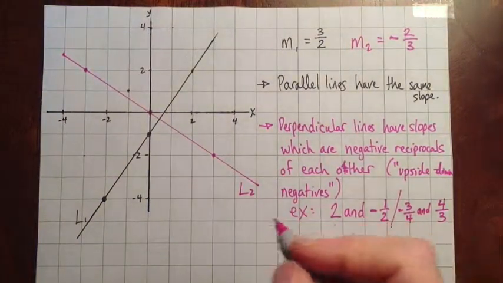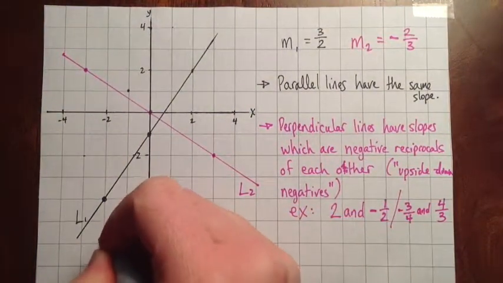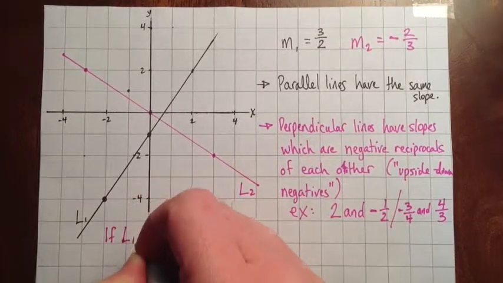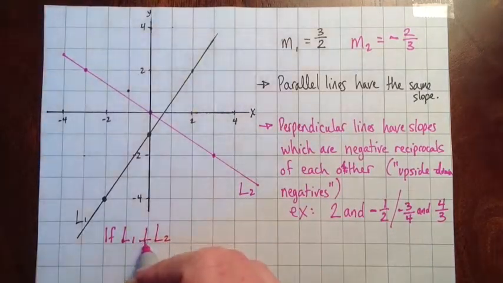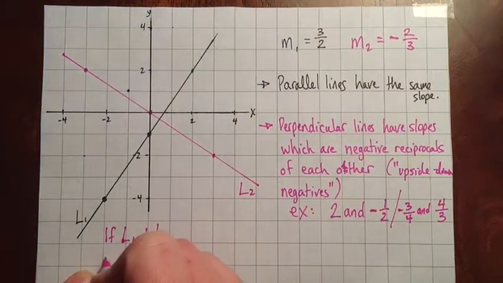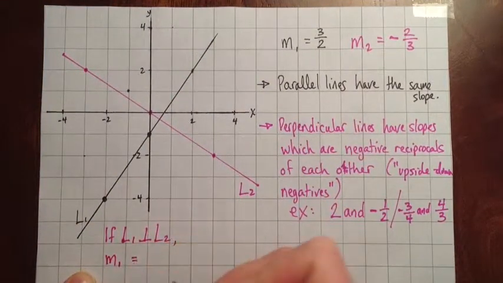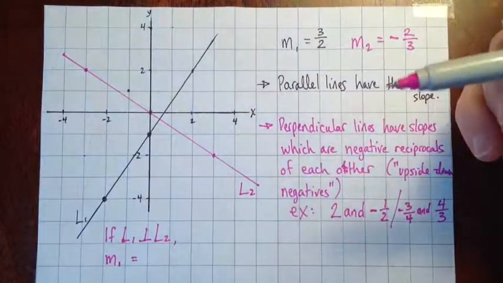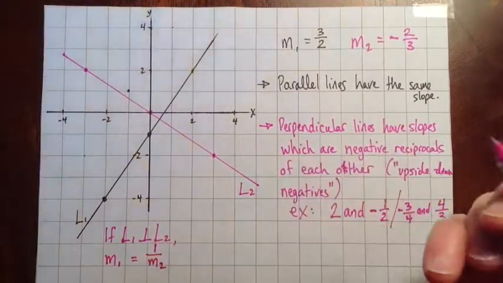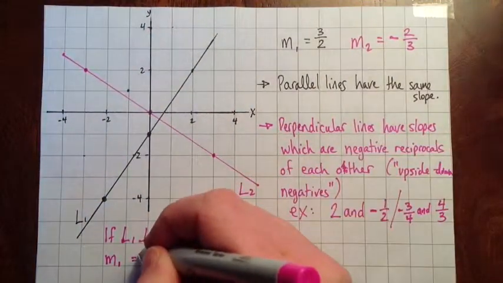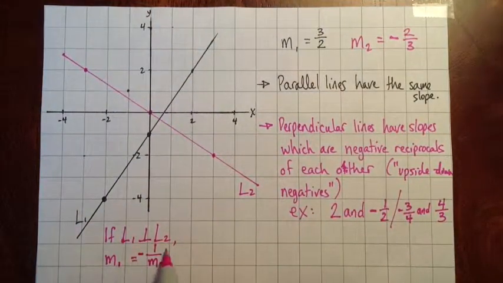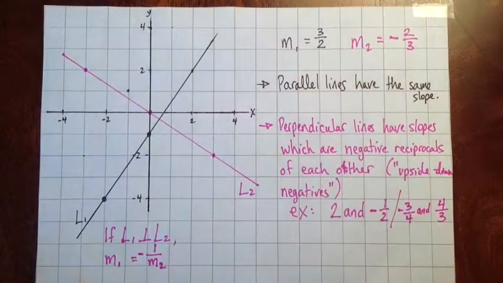Another way to write this, so if L1 is perpendicular to L2, this sign here, it means perpendicular, and it makes sense because they're two perpendicular lines. Then the slope of M1, the slope of the first line, what we can do to get that slope is we do 1 divided by the other slope. That's the thing that flips it upside down, and we make it negative. So that's a really shorthand way of writing that they're negative reciprocals of each other.